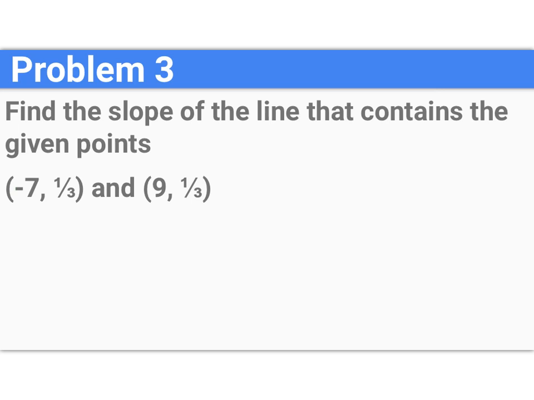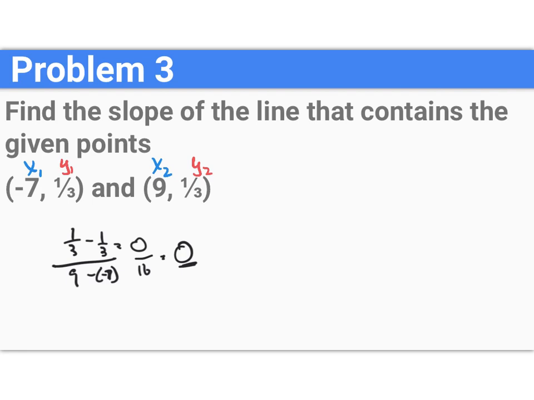Okay. Find the slope of the line that contains the given points. So we have, identify what you're given. You're given x1 and x2, and then y1 and y2. And we know that 1/3 minus 1/3 equals 0. And then 1/3 goes with 9 minus -7 gives us 16. 0 divided by 16 is 0. So the slope of the line is 0, which means it's a flat line. It's a horizontal line.